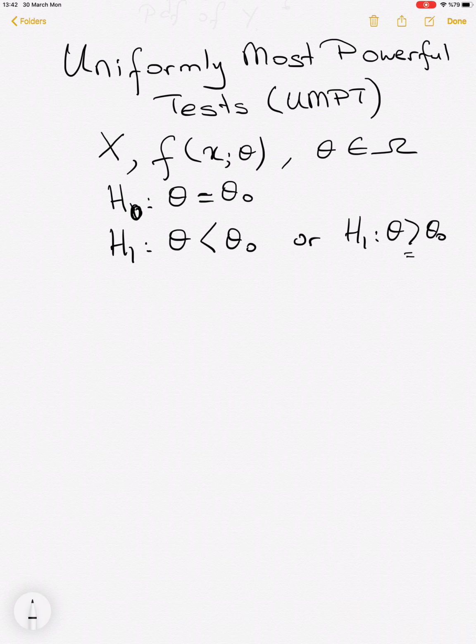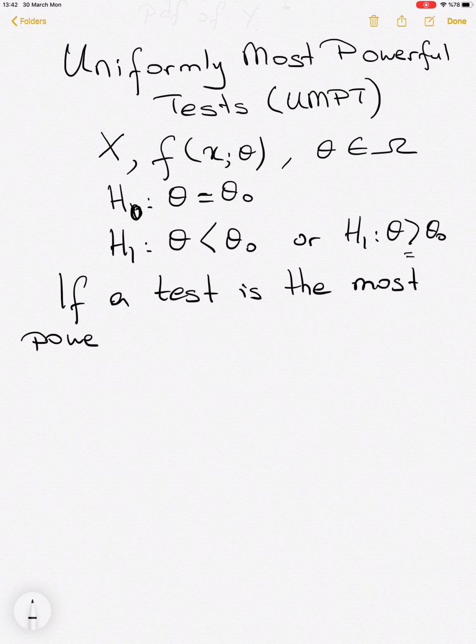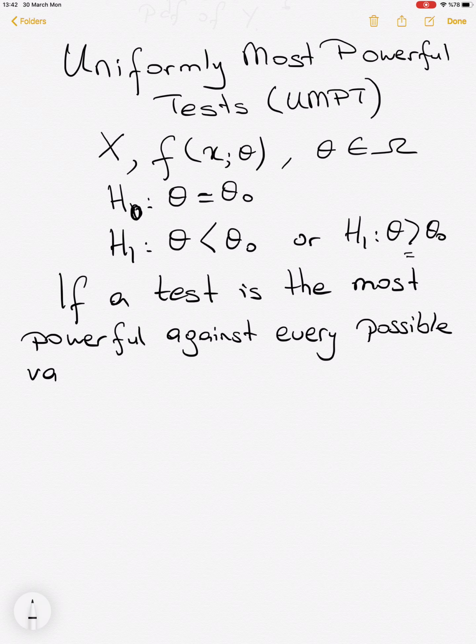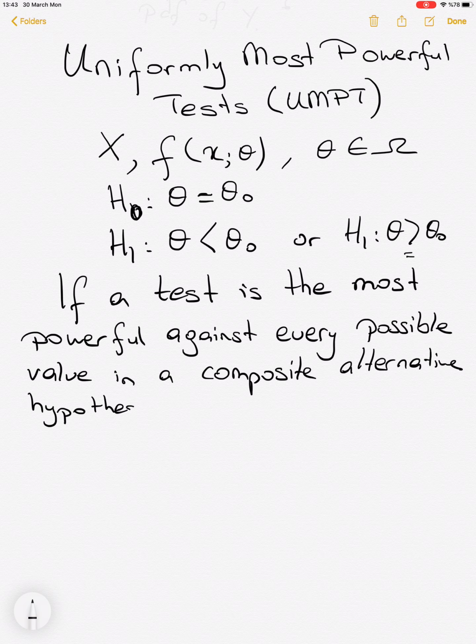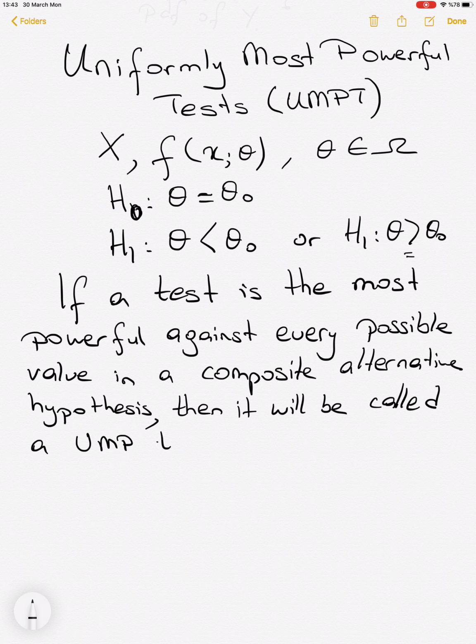Okay, so here our testing procedure is: if a test is the most powerful against every possible value in a composite alternative hypothesis, then it will be called a uniformly most powerful test.